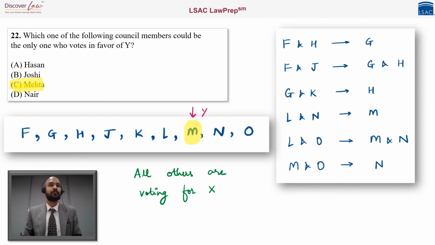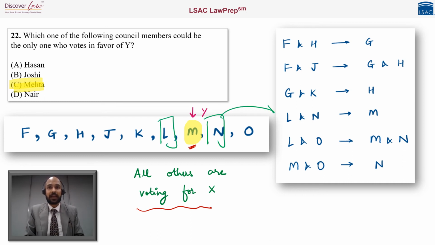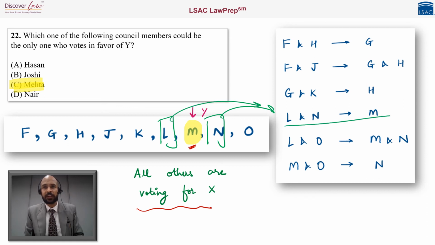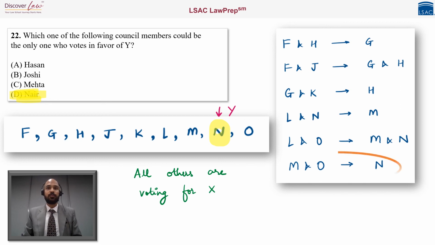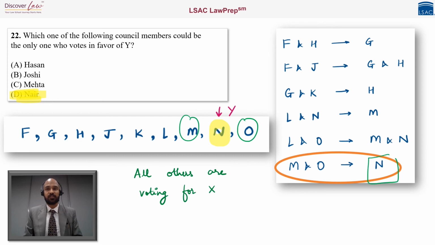Let's look at the next option. Let us look at M. If M is voting for Y, and everyone else is voting for X, that means L and N are also voting for X. But when N and L vote for X, then M also votes for X. So C is also not the answer. Similarly, you know that if M and O are voting for X, then N is also voting for X. That means this is not possible.